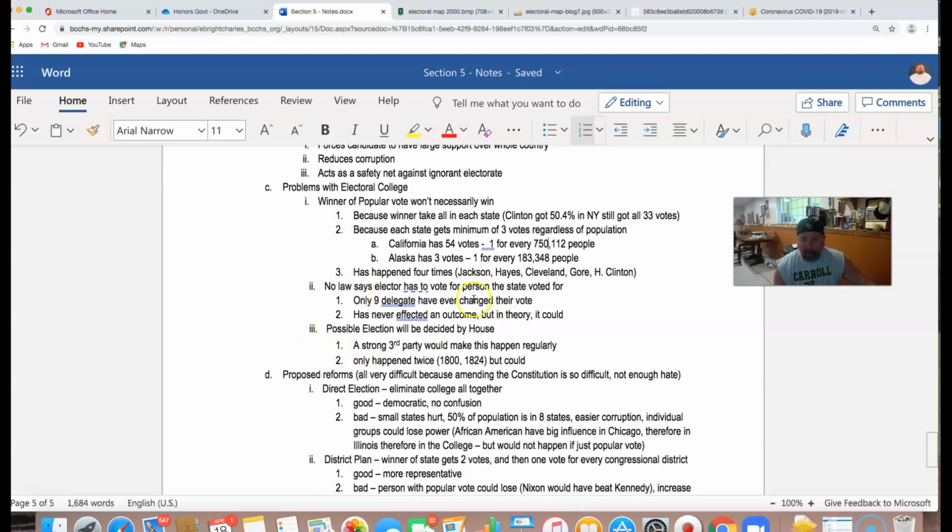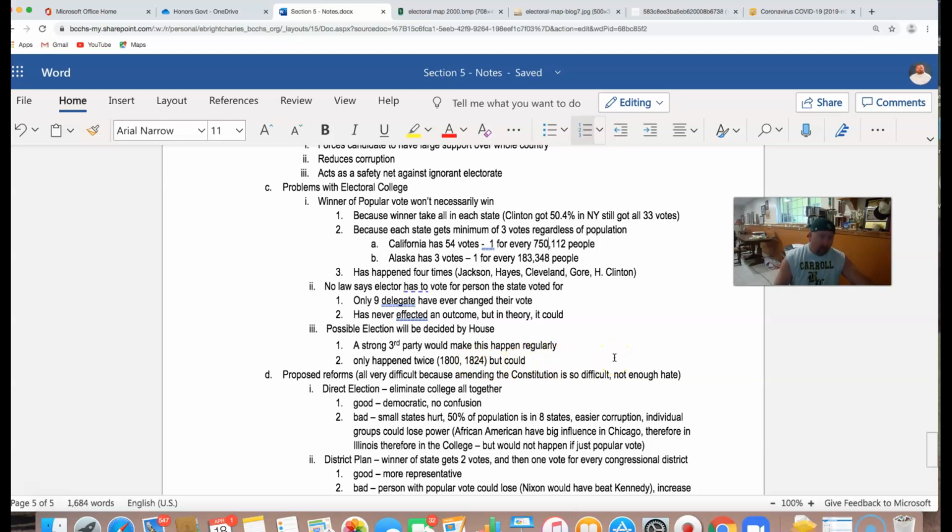And the third, we just talked about this one. The third is that the election could be decided by the House. We just talked about that. Okay, where nobody gets a majority, then the House gets to choose. Okay, so you could have a 269 to 269 tie where nobody got 270, or you could have a strong third-party candidate that made it so nobody got to 270. Then the House is going to choose. Again, that was Jefferson and Quincy Adams here in 1800 and 1824.